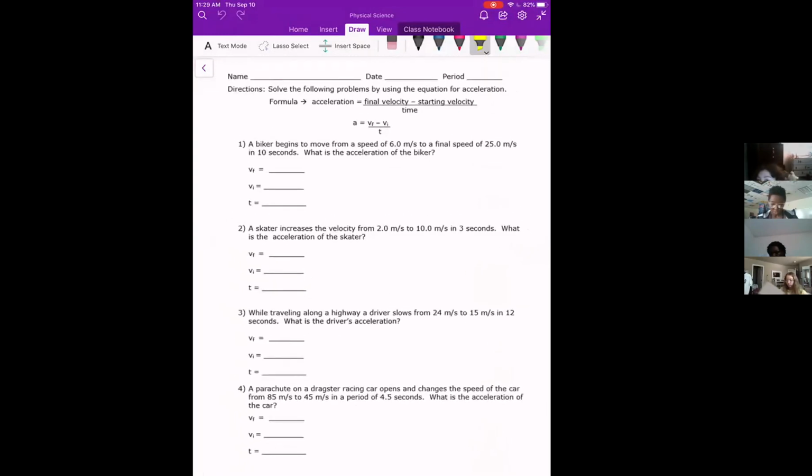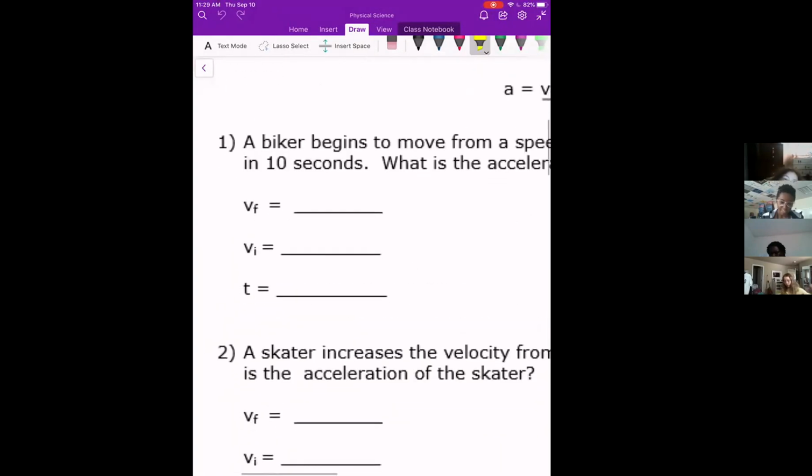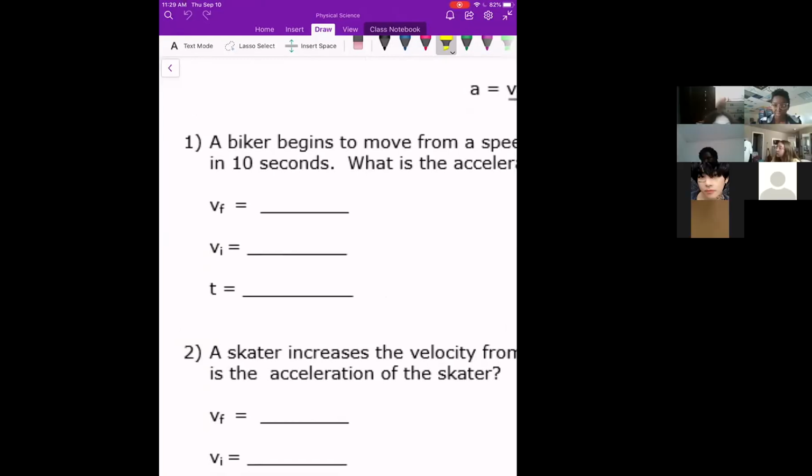All right. So the first thing I want to know is, what does this little V, F, and V I stand for? VI stands for initial velocity, while VF stands for the final velocity. Right, very nice. The final velocity, correct. All right, and then T stands for time.